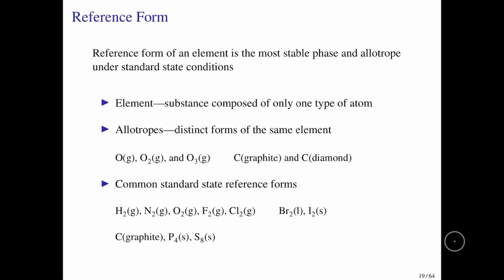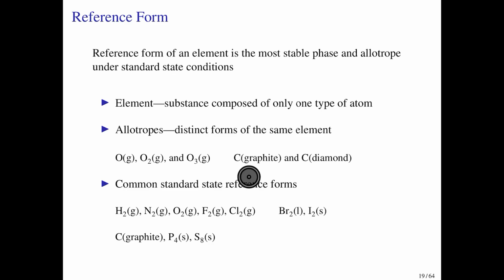A related topic to the idea of standard state is the notion of a reference form of an element. Okay, this refers to the most stable phase and allotrope at standard state conditions. So we all know that elements are substances that are composed of only one type of atom, and you may recall from Chem 120 the idea of an allotrope, that is, elements come in different forms. So for example, oxygen, you could have monoatomic oxygen gas. You can also have diatomic oxygen gas. And this triatomic oxygen gas is called ozone. These are all allotropes of oxygen. And under standard state conditions, only one of them is the most stable, and that is the diatomic form of oxygen.